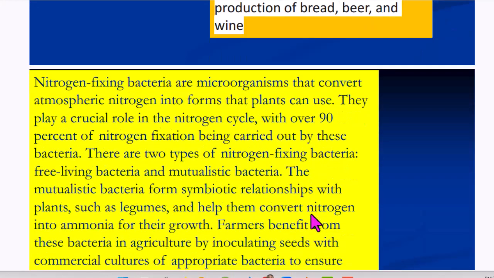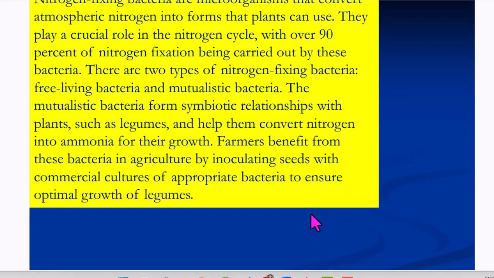Nitrogen fixing bacteria are organisms that convert atmospheric nitrogen into forms that plants can use. They play a crucial role in the nitrogen cycle, with over 90% of nitrogen fixing being carried out by these bacteria. There are two types of nitrogen fixing bacteria: free-living bacteria and mutualistic bacteria. The mutualistic bacteria form symbiotic relationships with plants such as legumes, helping them convert nitrogen into ammonia for their growth.